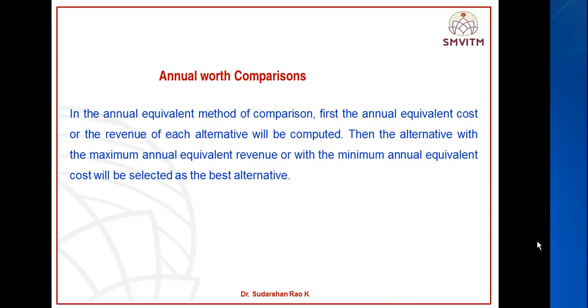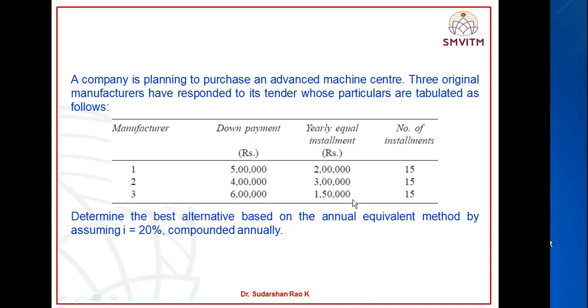So all the cost cash flows should be converted into the annual equal amount. For example, we'll solve two problems in this annual worth comparison. A company is planning to purchase an advanced machine center. Three original manufacturers have responded to its tender, whose particulars are tabulated in the table: manufacturer 1, 2, 3. They have given the quotation to supply the machines.